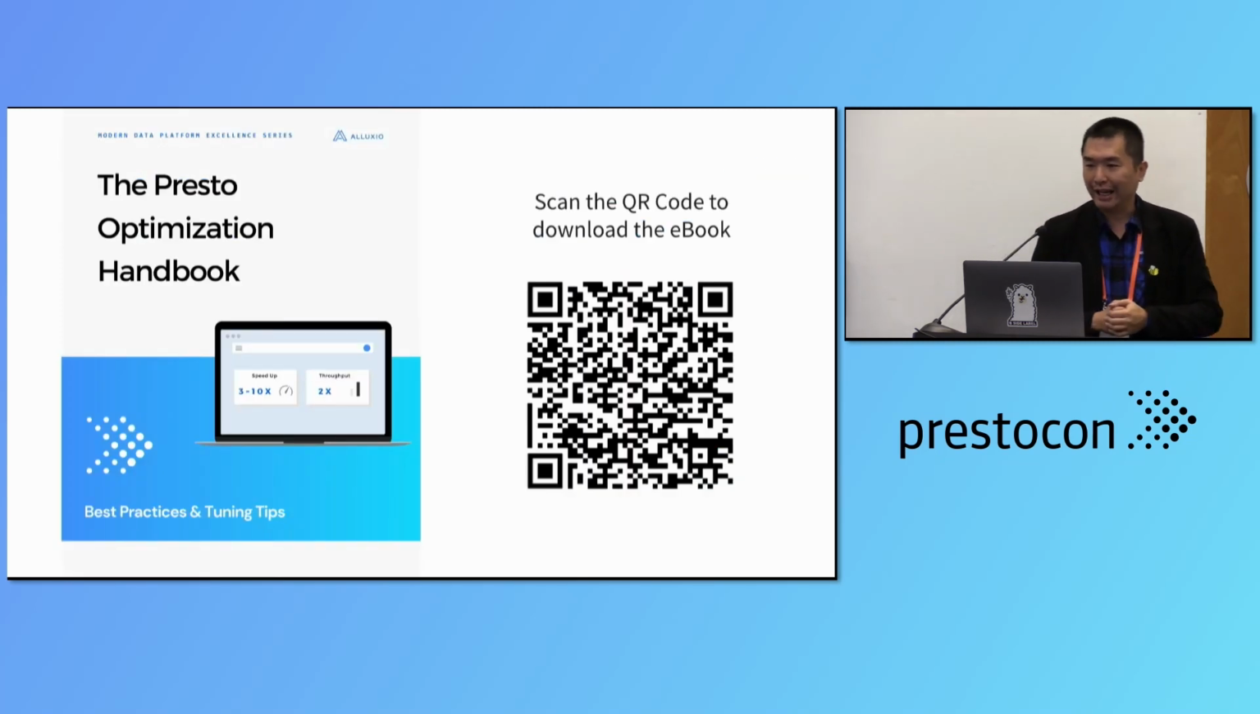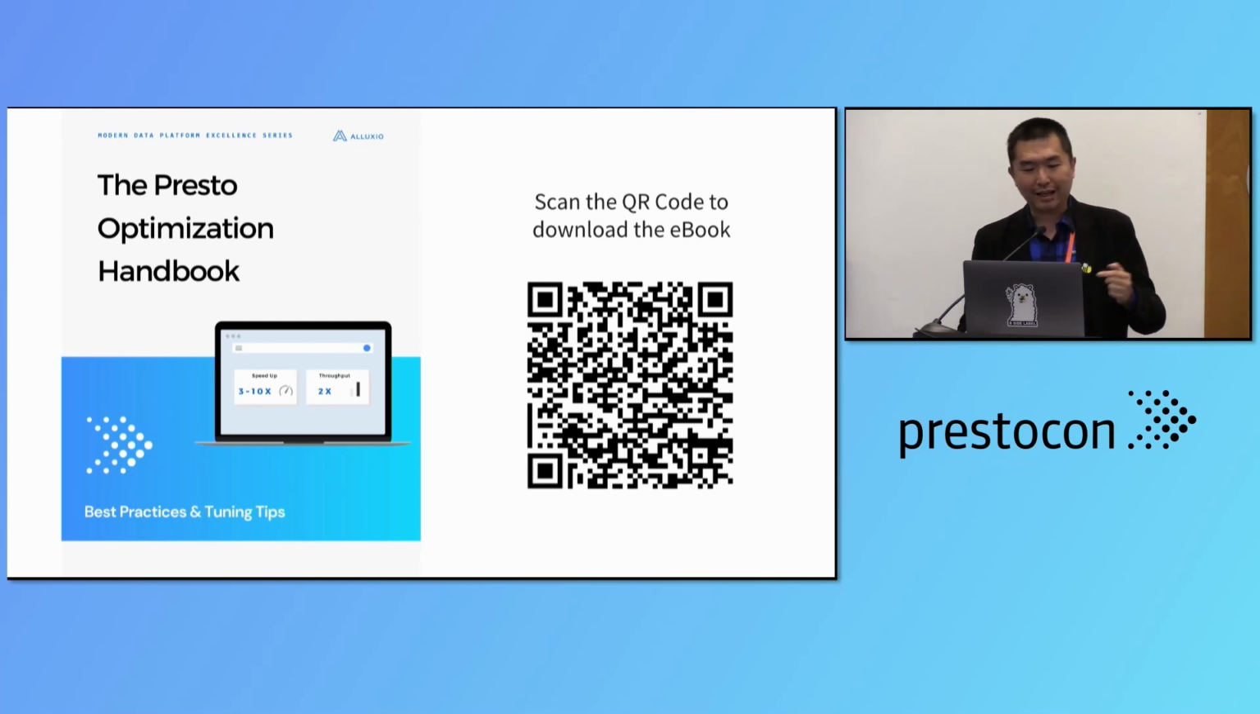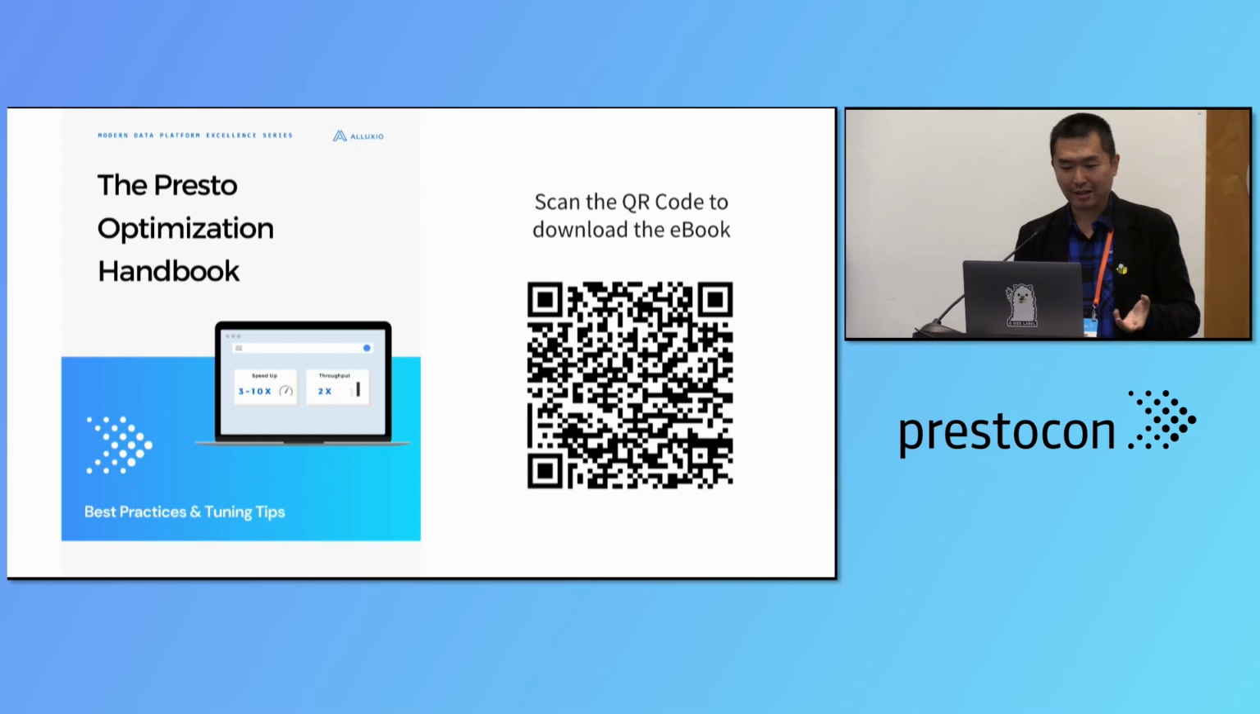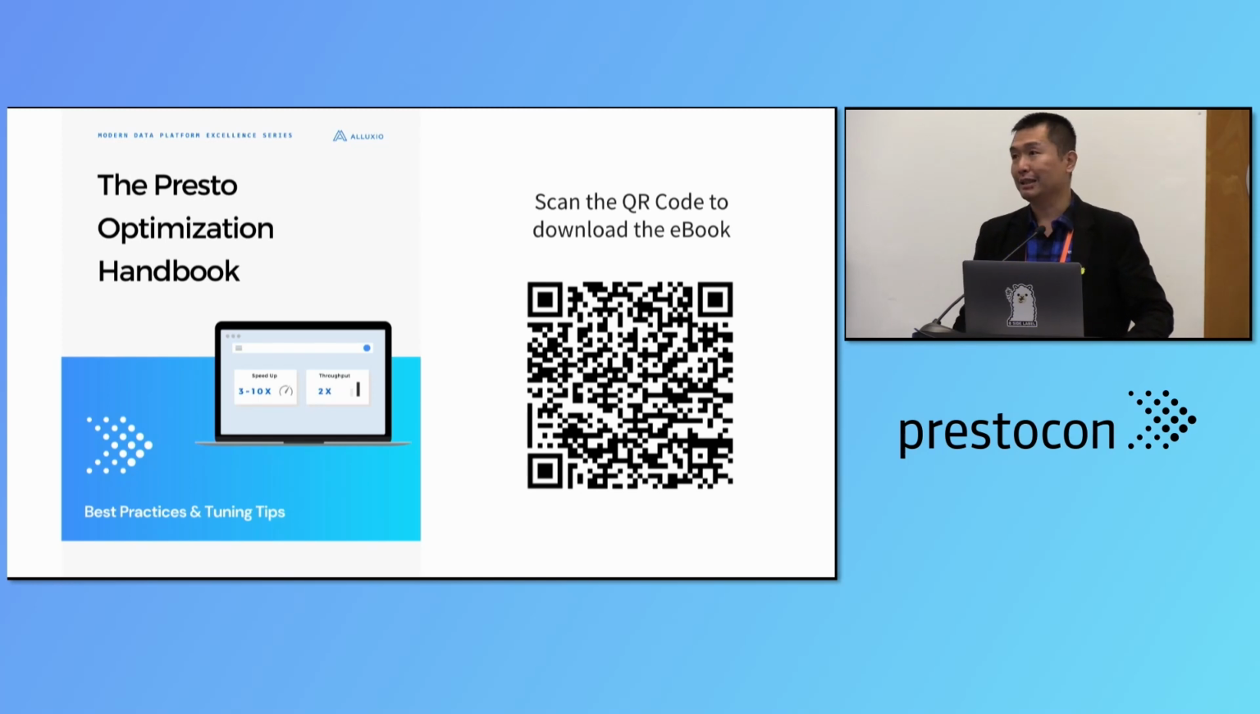And okay, the last one. I think Hope and I have a book. We have a Presto optimization handbook. It doesn't just talk about the cache, we also talk about general optimizations for PrestoDB, something like dynamic filter, something like the broadcast join. You can scan the QR code. We can download the free version. It's free, right? Yeah, it's a free book.